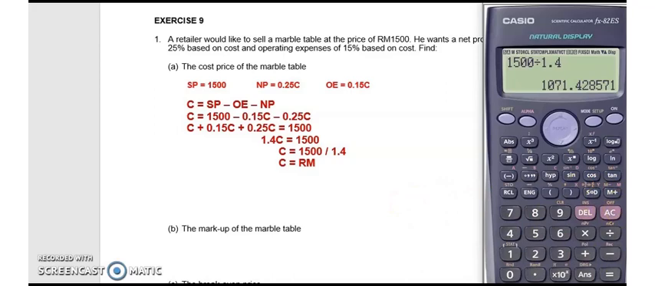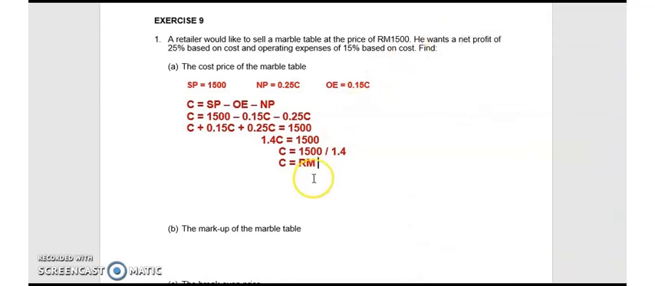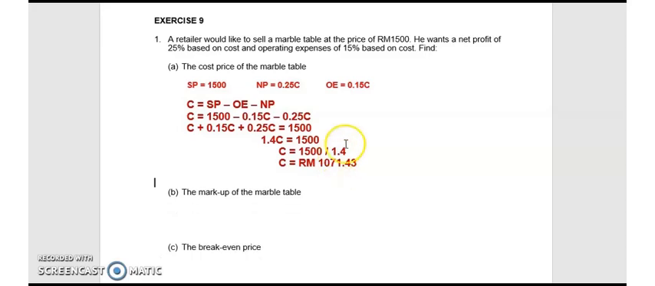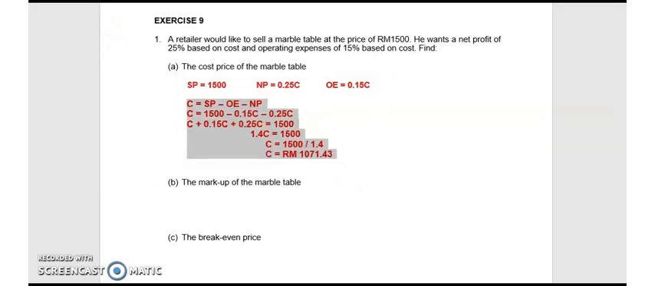1,071 ringgit 43 cents. Okay, so that's how you find value cost with operating expenses. Okay, now look at question B. Find the markup of the marble table.